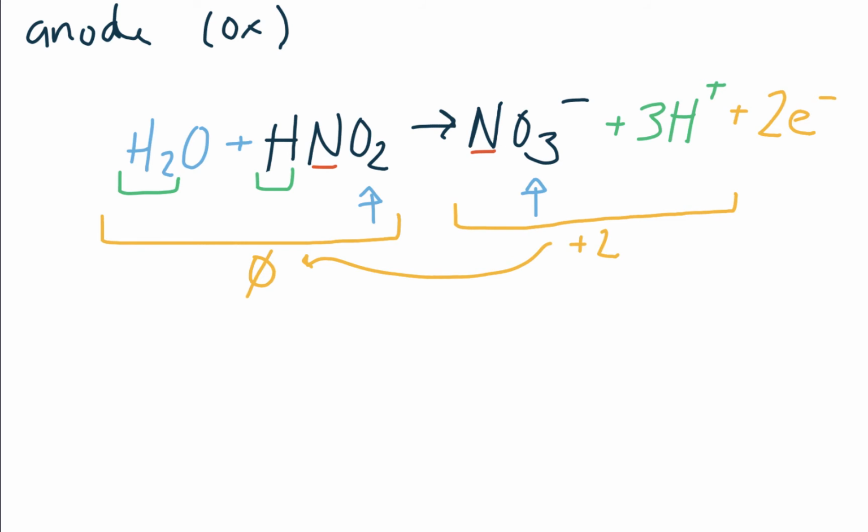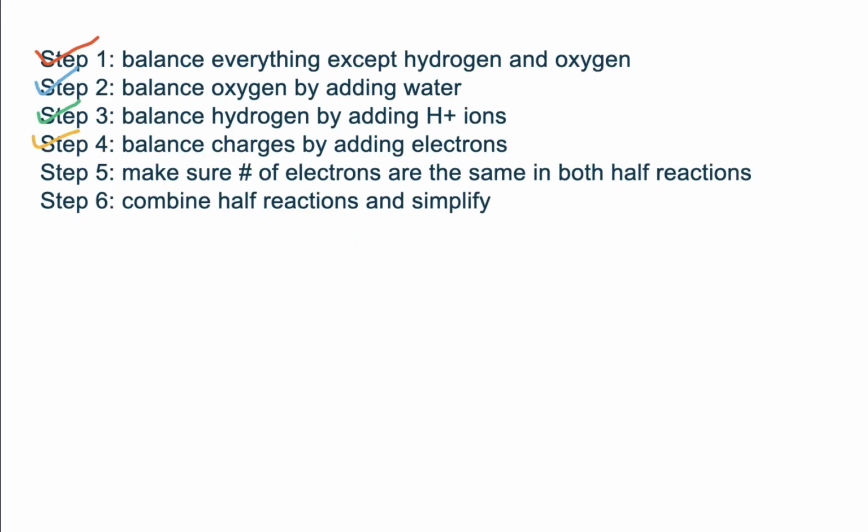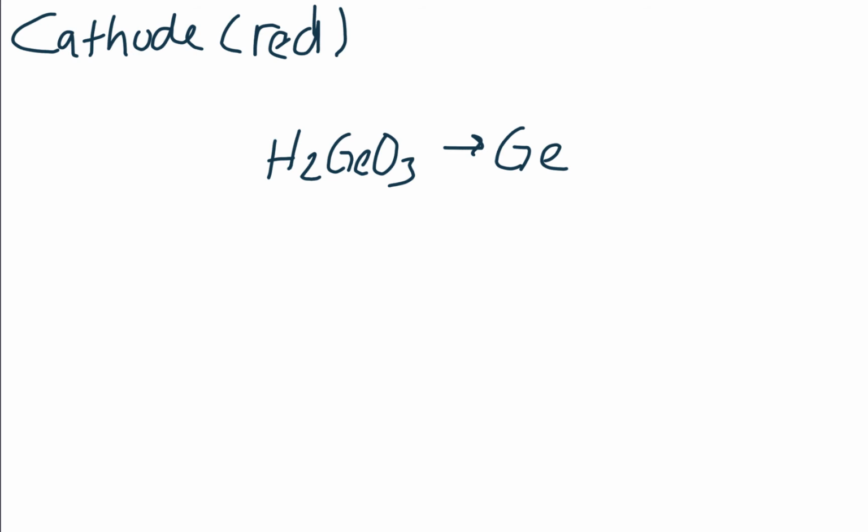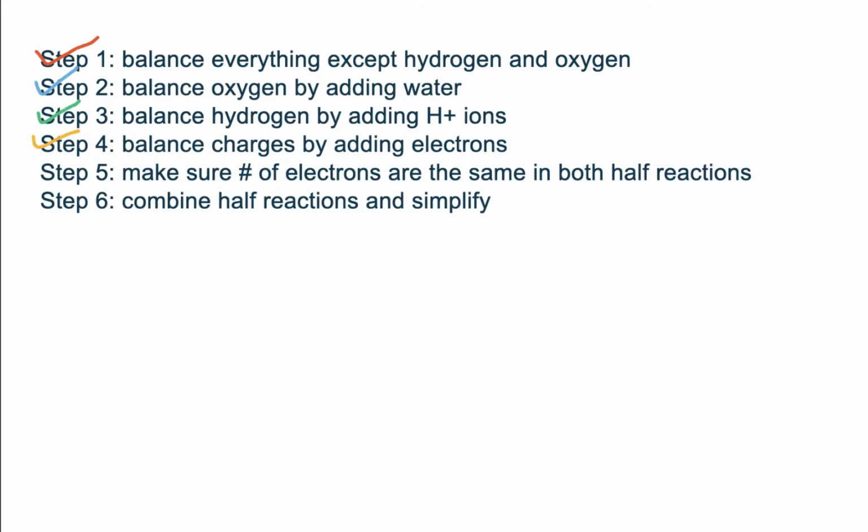And we're going to go check this off our list, and then we're going to repeat steps 1 through 4 at the cathode. So step 1, balance everything except for hydrogen and oxygen. The only thing that's not hydrogen or oxygen in this one is germanium, and again, that's already balanced. So we can move on to step 2.